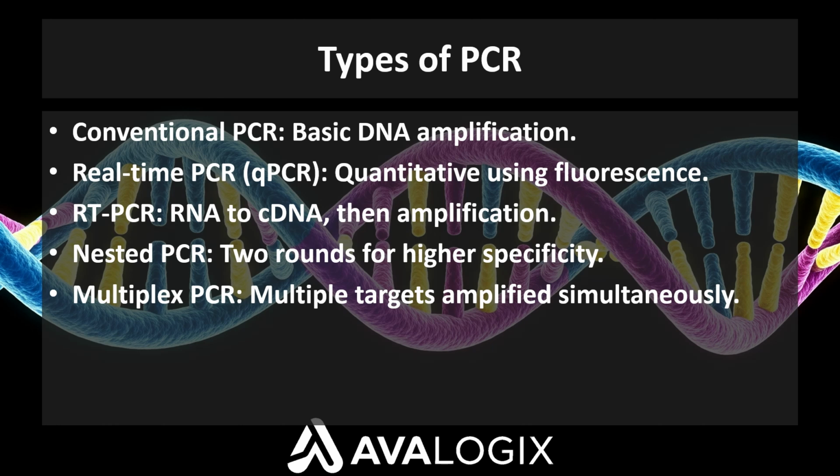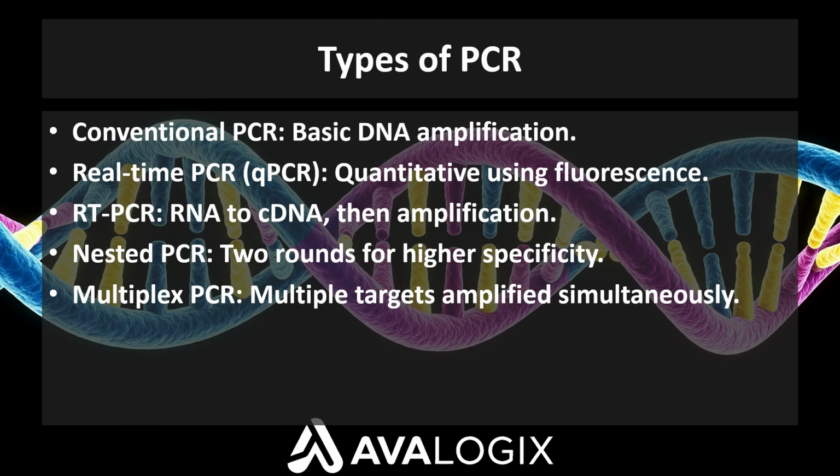Reverse transcription PCR, RT-PCR, not to be confused with real-time PCR. RT-PCR starts with RNA, not DNA. An enzyme called reverse transcriptase is used to convert RNA into complementary DNA, cDNA, which is then amplified. This is crucial in studying gene expression and detecting RNA viruses.